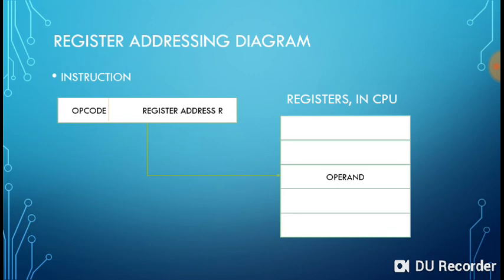So the disadvantage of the register addressing method is that it uses a very limited address space. As you all know, we have only one address space there. So that is the disadvantage of this mode of addressing the instruction.